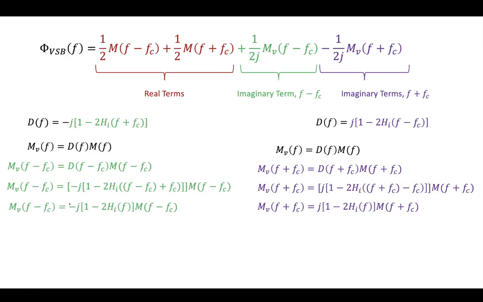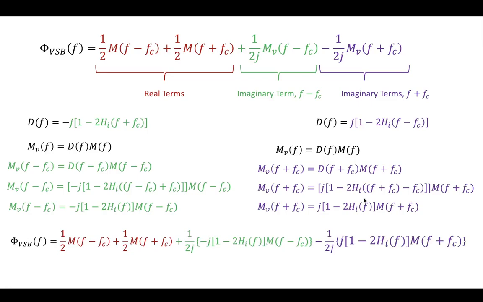Now, when we simplify this down a bit, because we have the minus FC and plus FC and the plus FC and minus FC, that's going to simplify the argument of our filter quite a bit. It's going to take it down just to F for both of these. So this is quite a bit more simple.